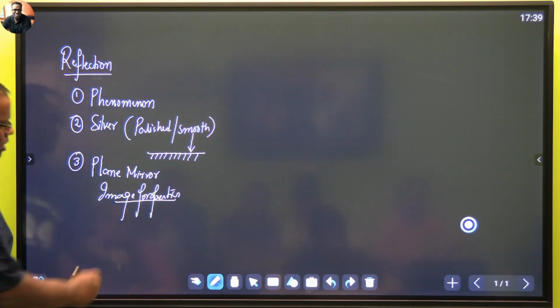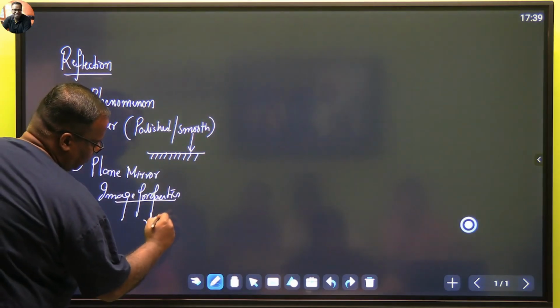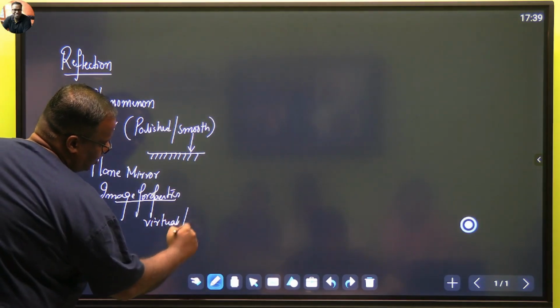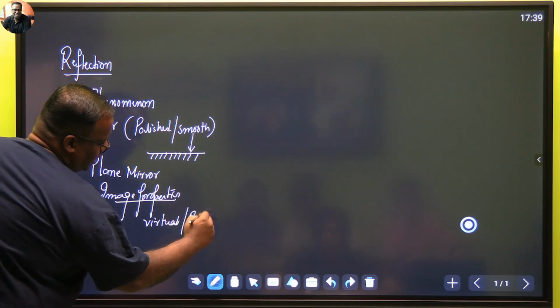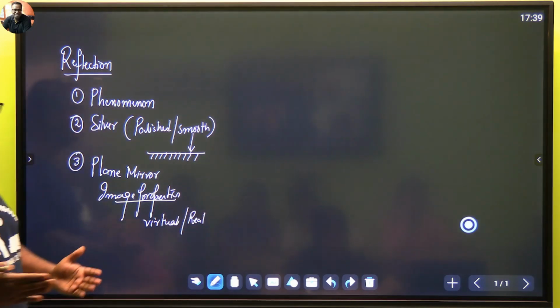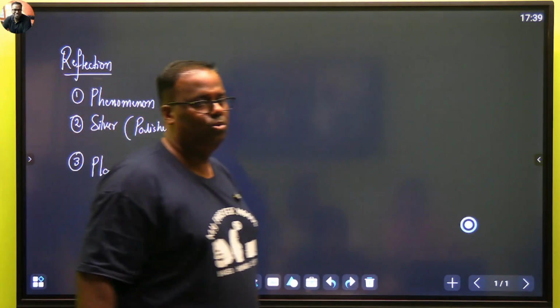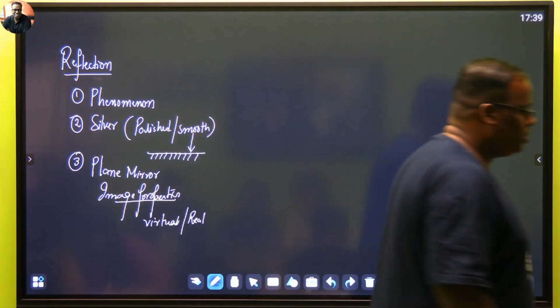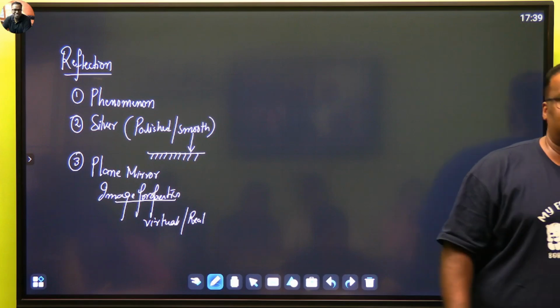This brings us a new concept out here called virtual. So have your concept clear about virtual and real. Images which are formed by intersection of rays are known as real images. Images which are formed by intersection of virtual rays are called virtual images.